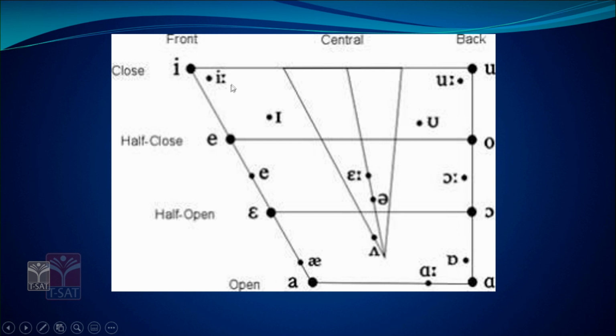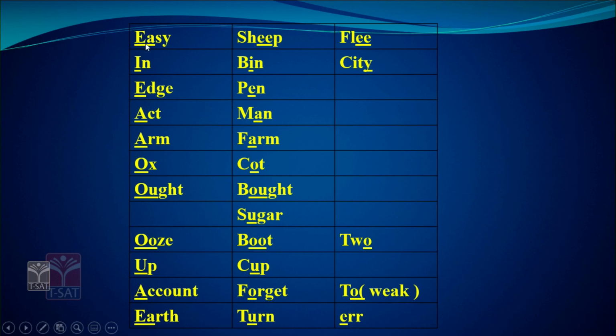So we can give a three-term label to this. The first is front close unrounded, whereas the second is back close rounded. In this way we can give three-term labels to all the vowel sounds here. So we can have some practice here. i: as in easy, sheep, flea. ɪ as in bin, city. e as in edge, pen.